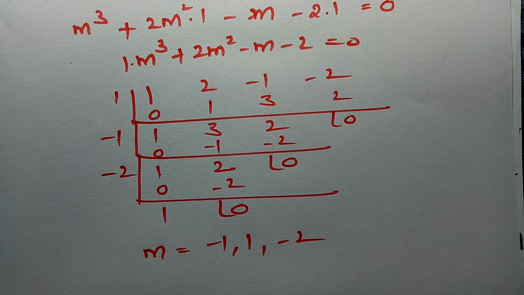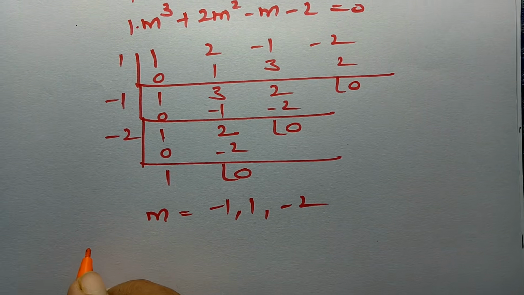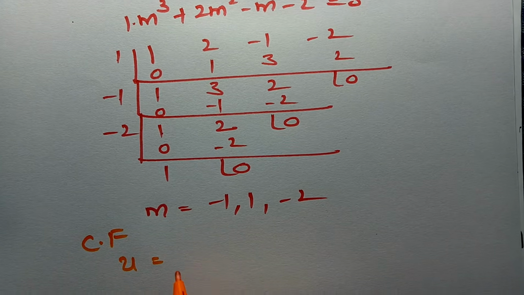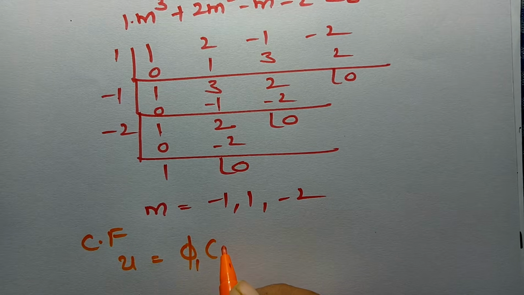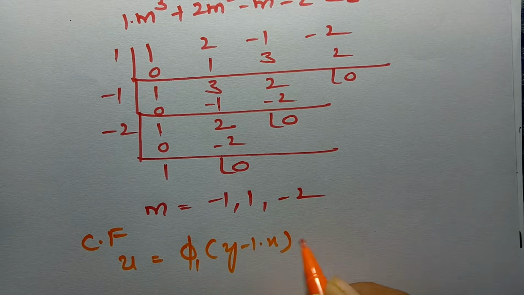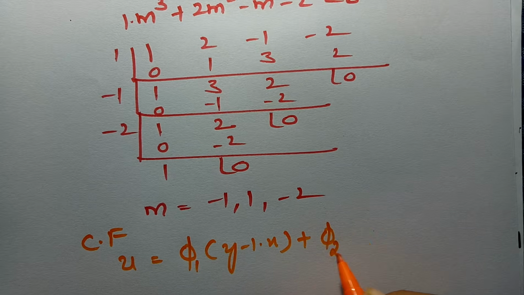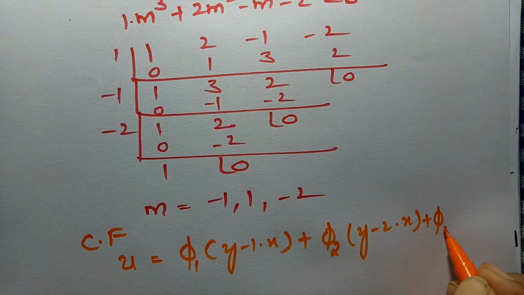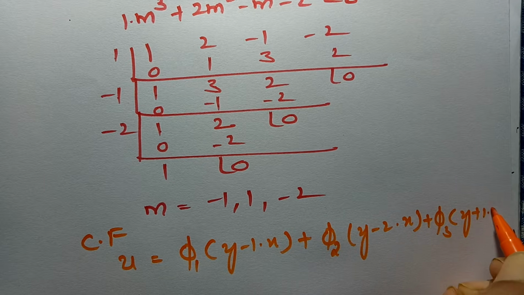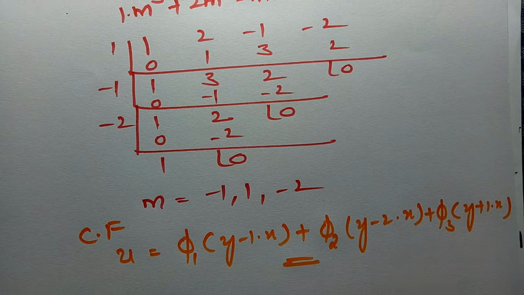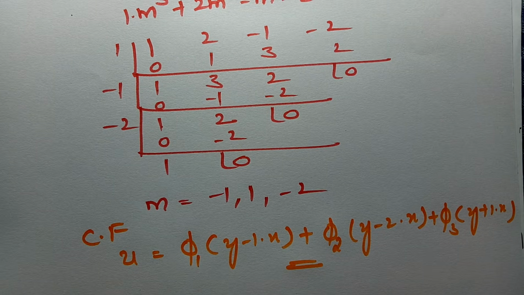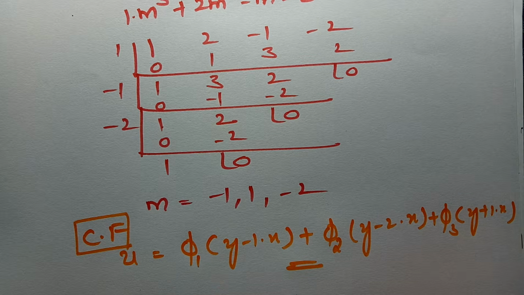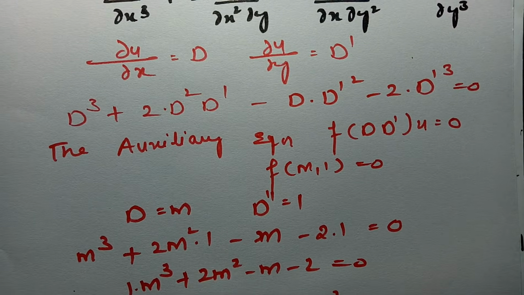Therefore the complementary function can be written as u is equal to phi 1 of y minus 1 into x, and phi 2 of y minus 2 into x, and phi 3 of y plus 1 into x. So this is how we have to write the complementary function. See, this is the complementary function and so easy to write, and hope you all guys understand.